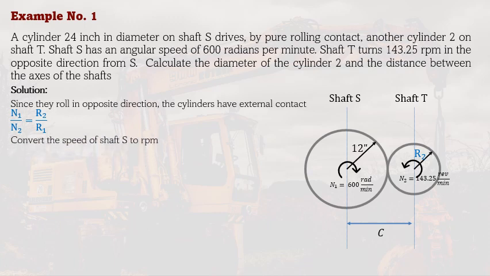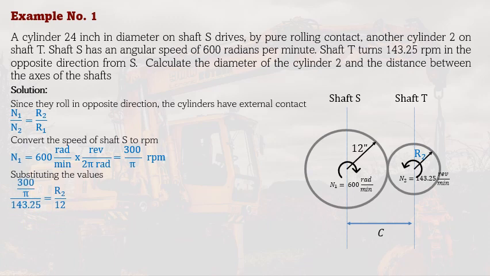First, we convert the speed of shaft S to revolutions per minute so that they have the same dimensions, because we are given 600 rad per minute. So convert it to revolutions per minute by multiplying it with a conversion factor: 1 revolution is equal to 2 pi rad. So we can now substitute the values into our relationship. Therefore, we can get the radius of the second cylinder, which is 8 inch. And since we are looking for the diameter of cylinder 2, we multiply it by 2. Then we obtain the diameter of cylinder 2 as 16 inch.